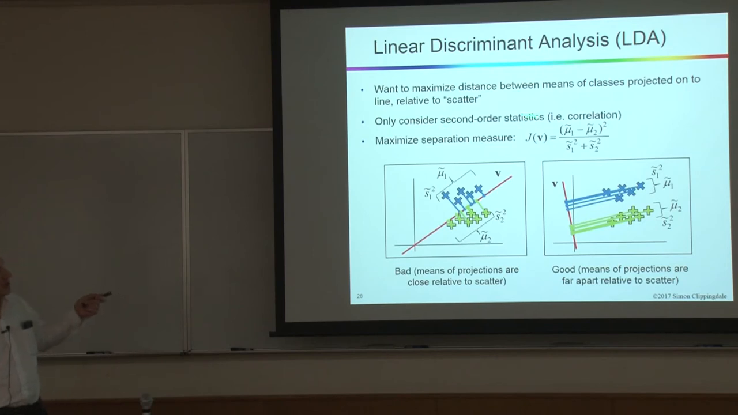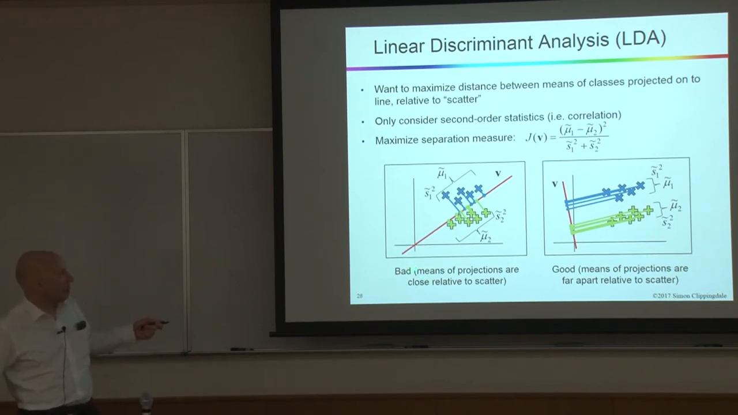LDA only considers second order statistics. It doesn't go into higher order statistics of probability distributions or anything like that. And it seeks to maximize this measure. Mu1 and mu2 are the mean positions of each class, and S1 and S2 are the scatters or variances of the classes.